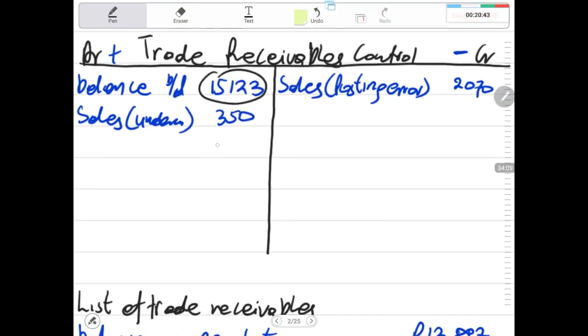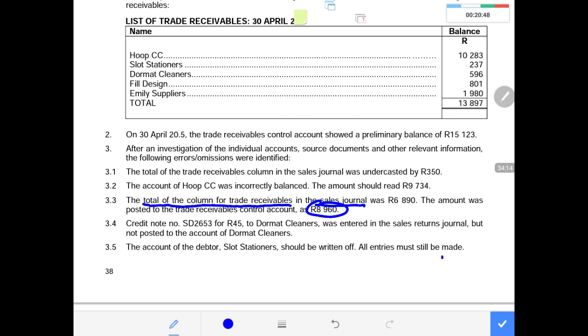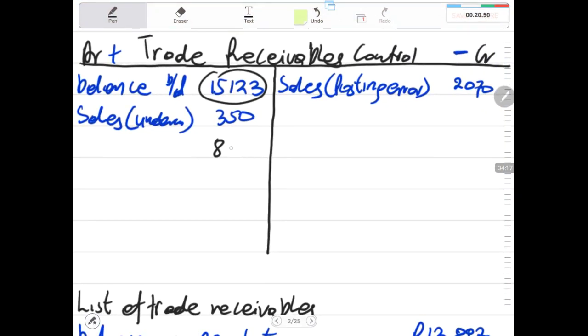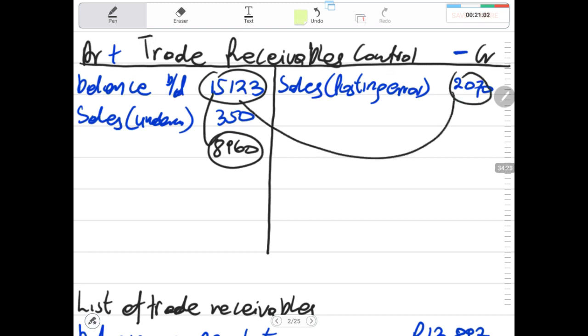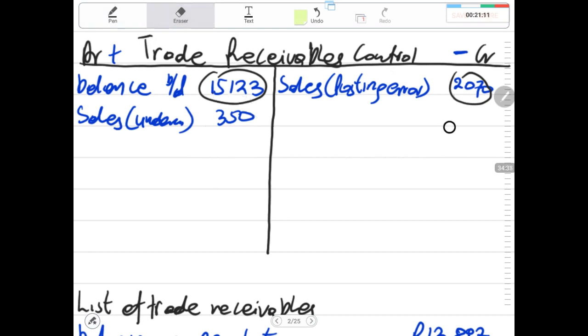Included here, there is an amount of 8,960 that is included in this 15,000 of the opening balance. So now the minute we record an amount on the credit side, automatically it decreases that 15,000, which includes 8,960, so that 8,960 becomes the correct amount of 6,890. And I hope I'm making myself very clear here, ladies and gentlemen.